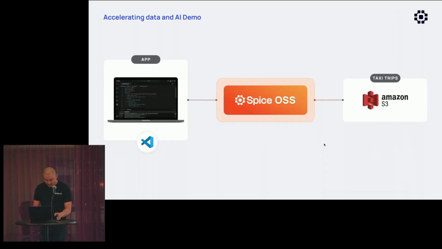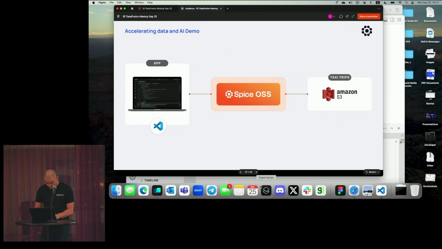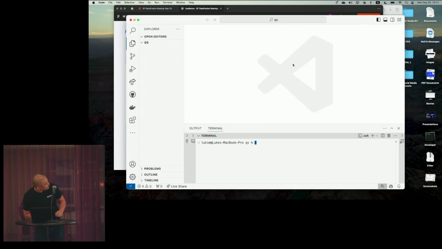So the first demo I'll give is a very basic one, and this is all on my laptop. Essentially, how do we just access data on S3 and make that fast? So, swap across to here. Here we have just a blank project.